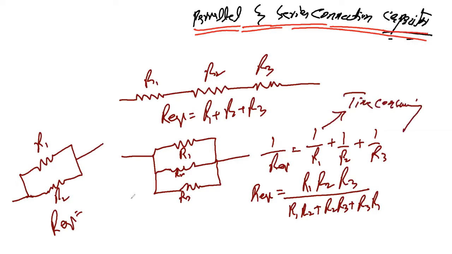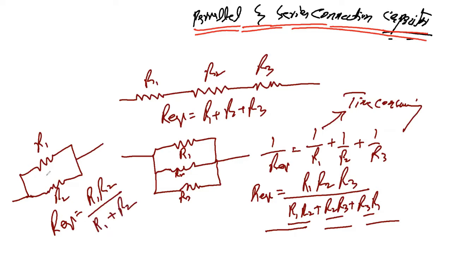But this formula will be easy: R equivalent will be equal to, here with 3 resistors, the product of 3. If 4 resistors, product of 4. If 5 resistors, product of 5. Divided by, if 3 resistors, you take 2 resistors at a time, plus 2, plus 2. If 4 resistors, you take 3 resistors, plus 3 resistors, plus 3 resistors. If 5, then you take 4 resistors at a time. So in this case, we have 2 resistors, so I will take 1: R1 plus R2. So this will be your equivalent resistance value.